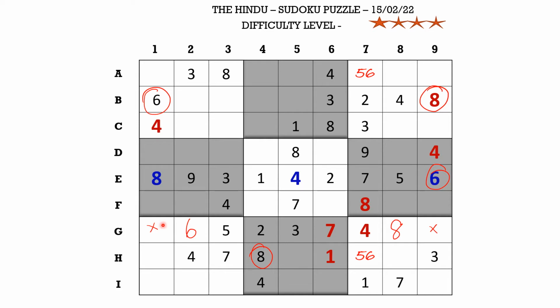Now the missing numbers in G row are 1 and 9. There is a 1 here which blocks this cell. So G9 takes 9 and G1 takes 1.